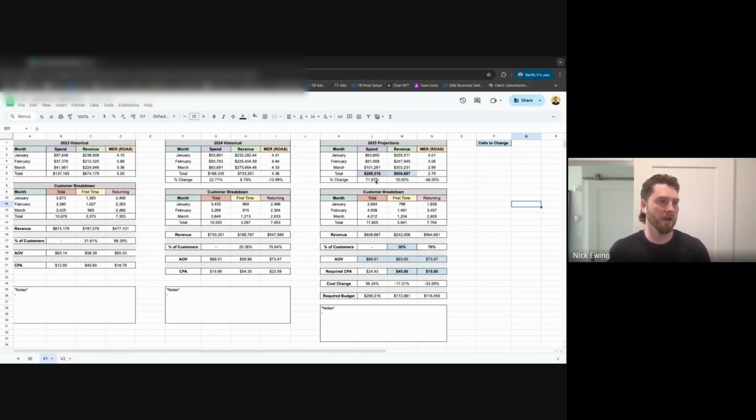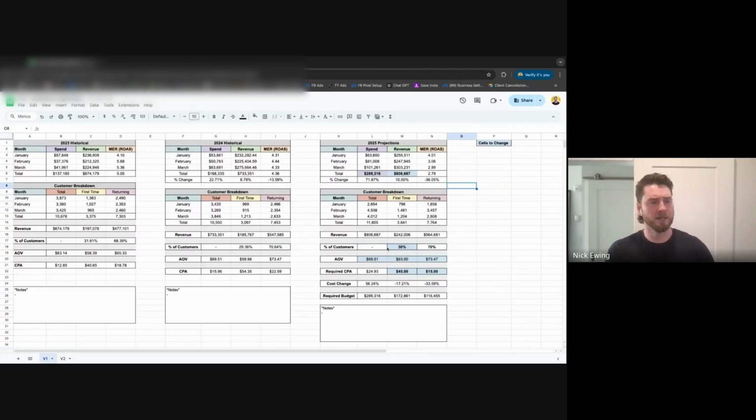So version 1 calculates spend based on a set AOV and CPA, and I guess percent of customers. We're going to start with a revenue goal that's given to us by the client. In this case, we're just using a blanket 10%. They want 10% growth from 2024. So that's easy to calculate.